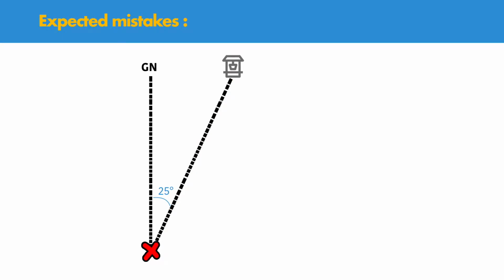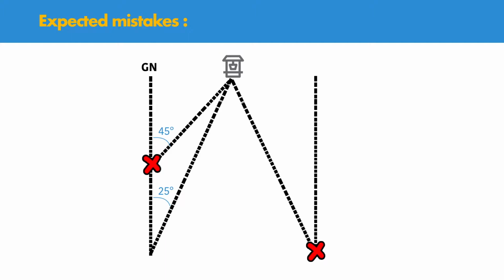The first expected mistake is that people think that if we move in the same line of the geographic north, we will still have the same bearing, which is not true. If we move to this place, the bearing to the water well will be 45 degrees. And if we move here to the opposite of the first place, the second expected mistake that may happen to you is thinking that the bearing to the water well is just 25 degrees, which is not true, because a bearing is always measured clockwise. Here, the bearing to the water well is 335 degrees.